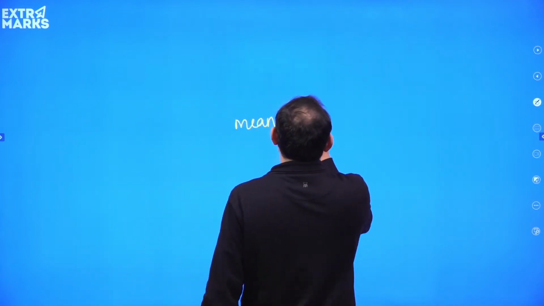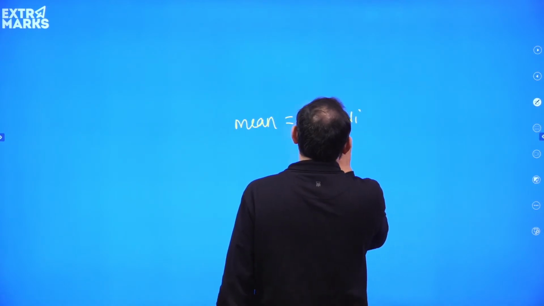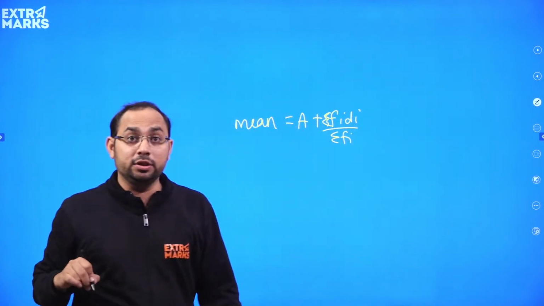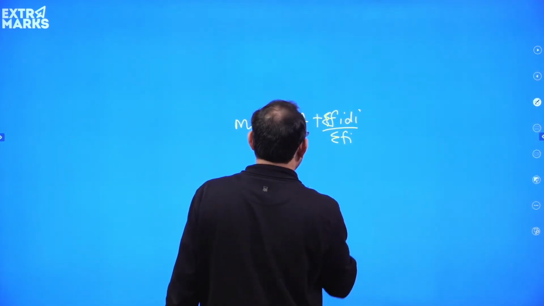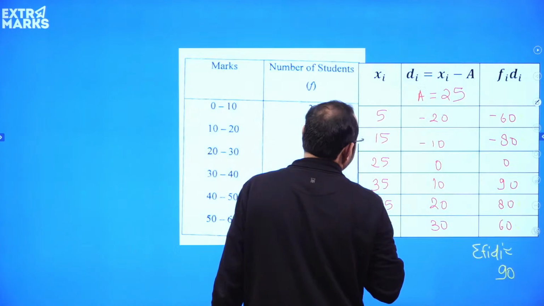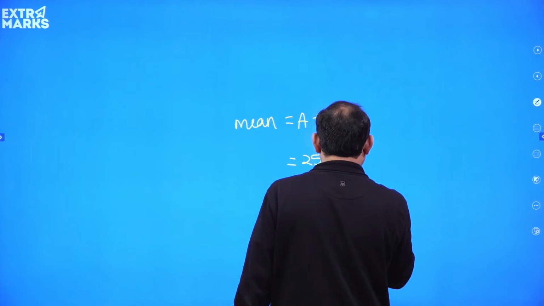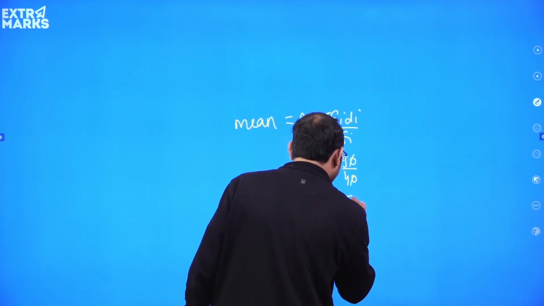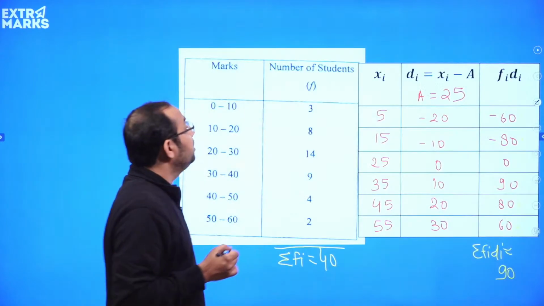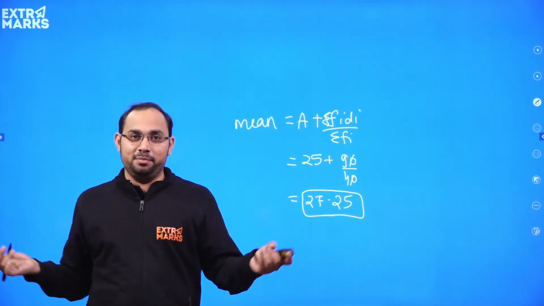So now the mean is a plus summation fi di divided by summation fi. This is what you're supposed to find. Now what is your assumed mean? Assumed mean was 25 plus 90 divided by 40. Simple, I think very simple. 2.25, add this, you will get 27.25. There you go. Quite simple, right? So 27.25 is the average mark the students have got.